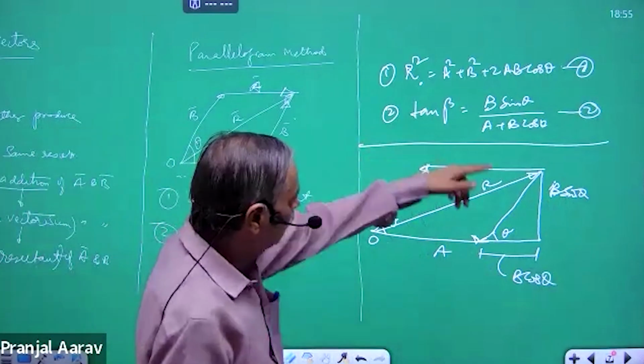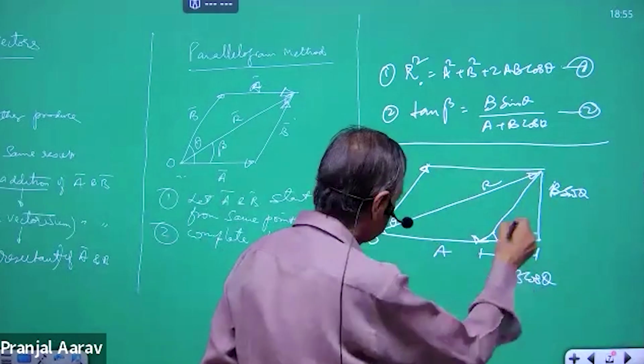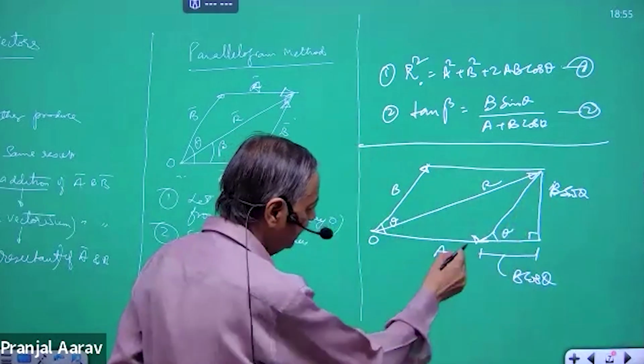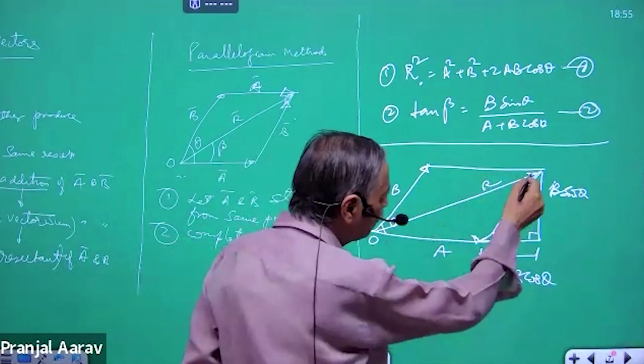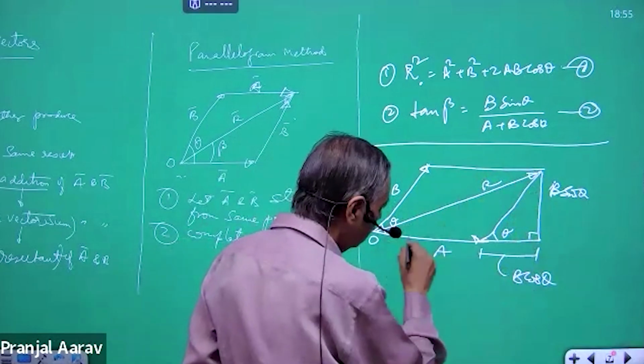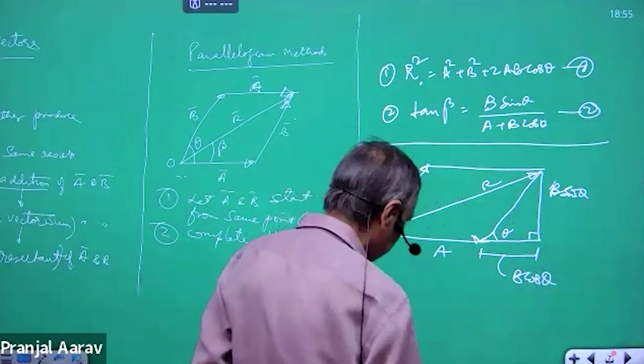You see, parallelogram, I have put a perpendicular from here to this. This is vector A, this is vector B. This is a parallelogram and I am dropping a perpendicular on this line. The line is extended here. Okay.